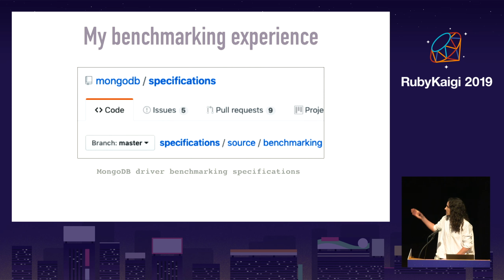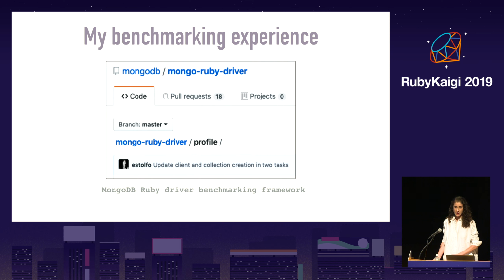But at MongoDB, there's a specifications repo that's open source. You can check it out. It has driver behavior specifications as well as benchmarking framework specifications. And I use this experience as inspiration for how I'd approach the problem at Elastic. And then I also implemented it in the Ruby driver, so I was able to use some of the ideas that I had when I actually implemented this framework in Ruby to my work at Elastic from MongoDB.